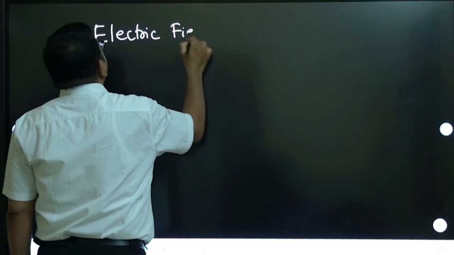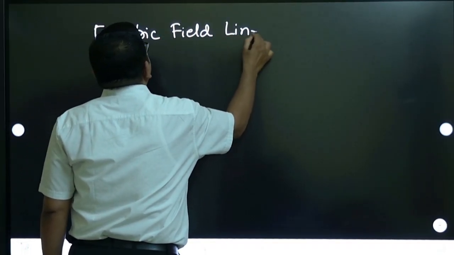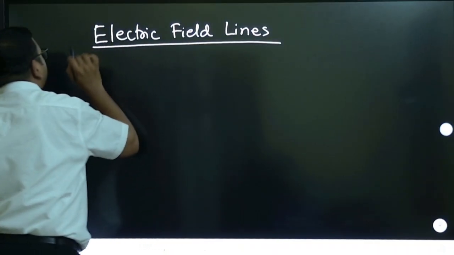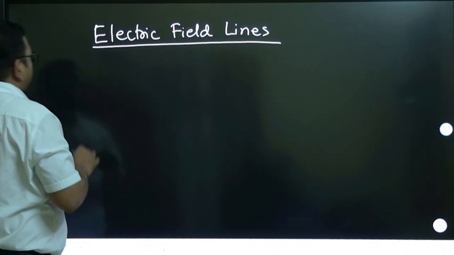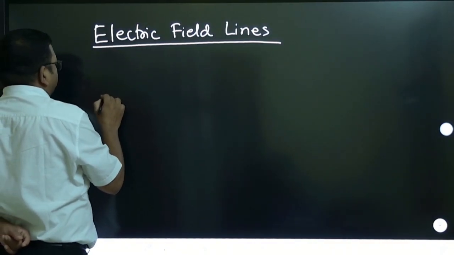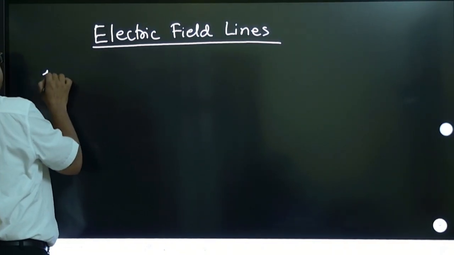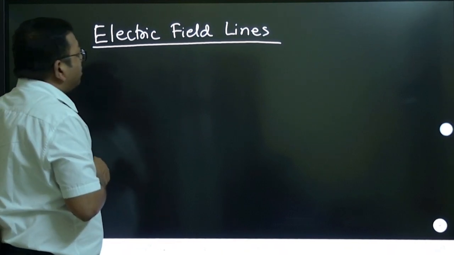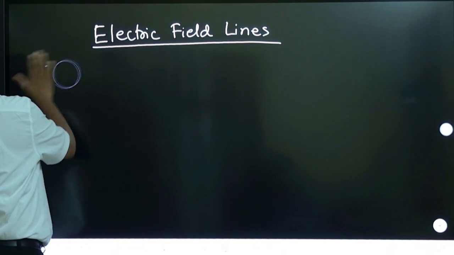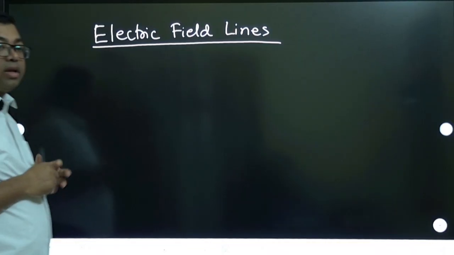Electric field lines. Suppose you take a positive charge. Let us write some properties of the field line. And what is a field line? First of all, let us write the definition of field line.